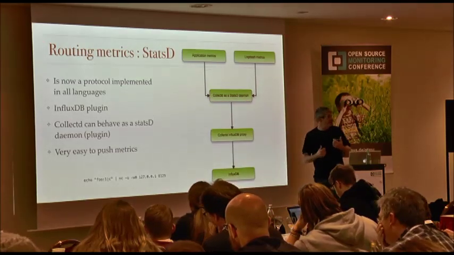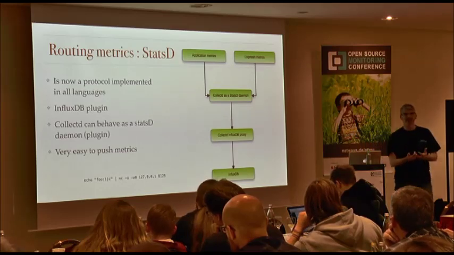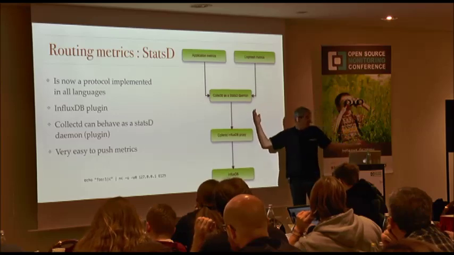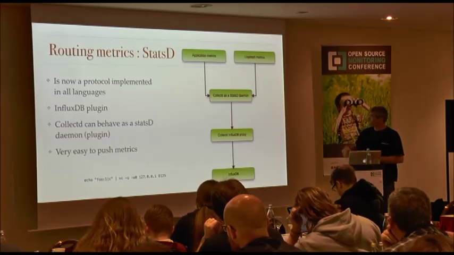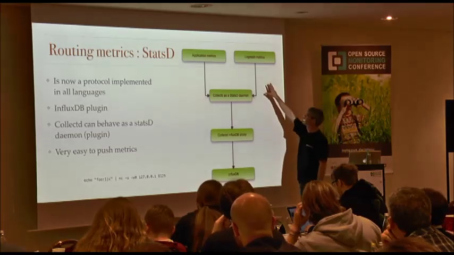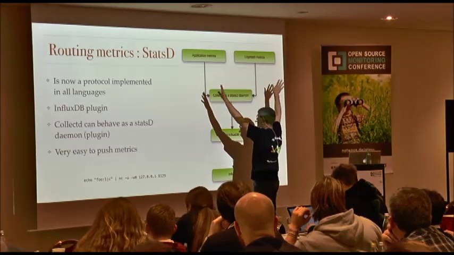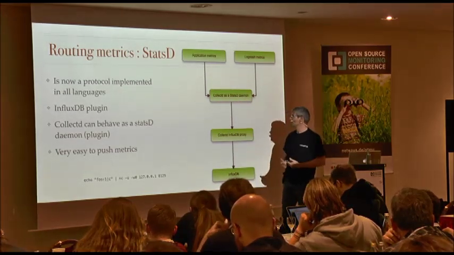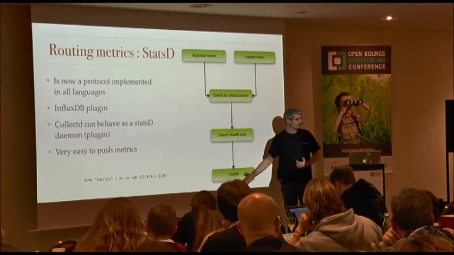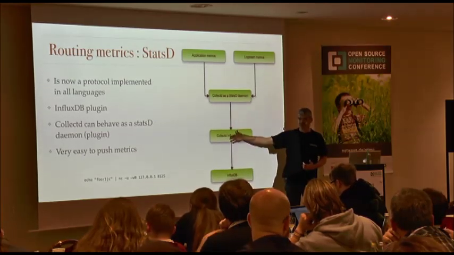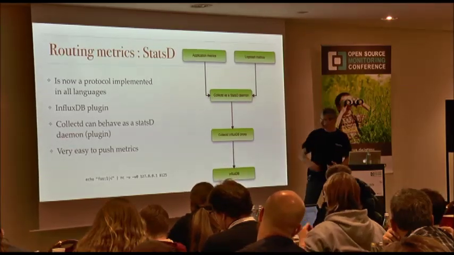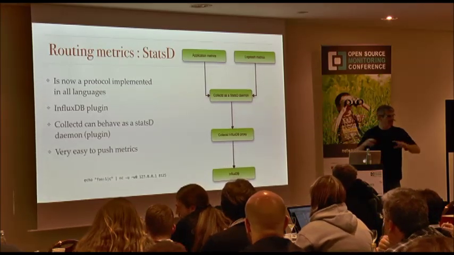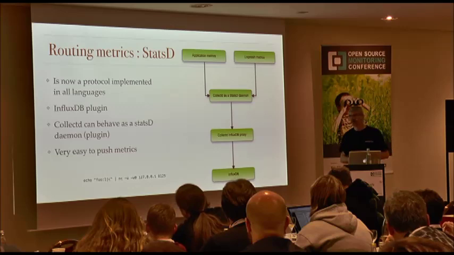In my case, I have collectd already installed on my servers. So I use collectd as a StatsD daemon. It has the plugin for that, as simple as that. So I can use the same logic, sending metrics from applications and so on, to collectd behaving as a StatsD daemon, and the rest isn't changed. We inject collectd metrics into InfluxDB via the collectd InfluxDB proxy. It's what I've done. There are a lot of different possibilities to do so.